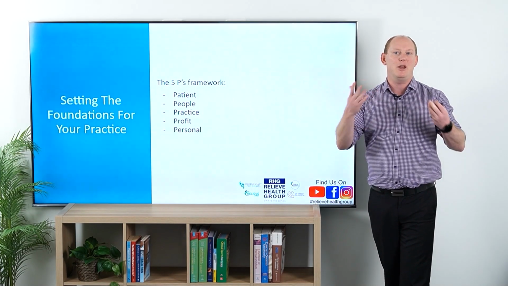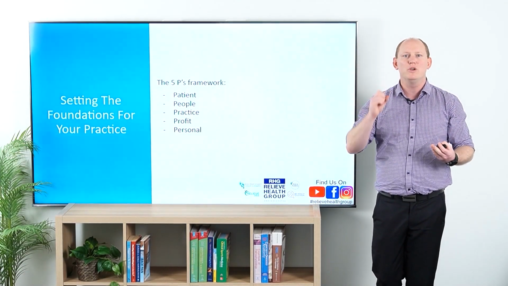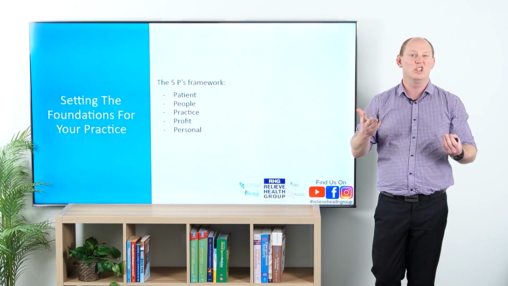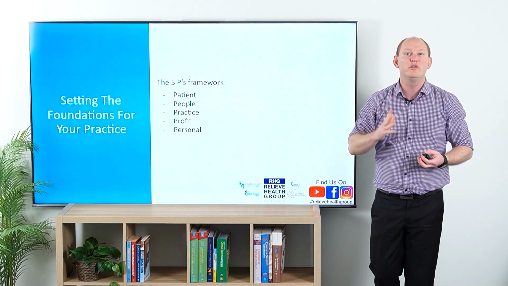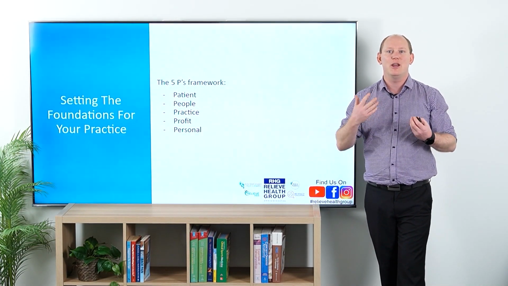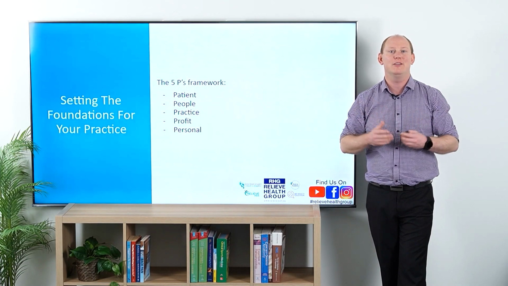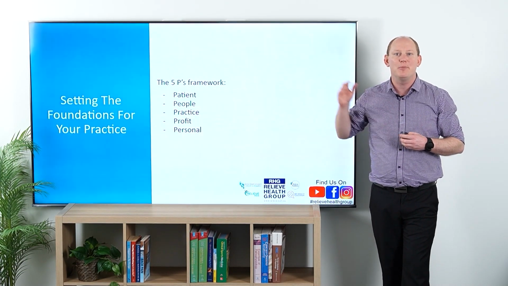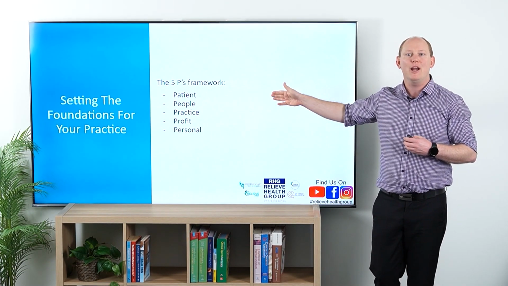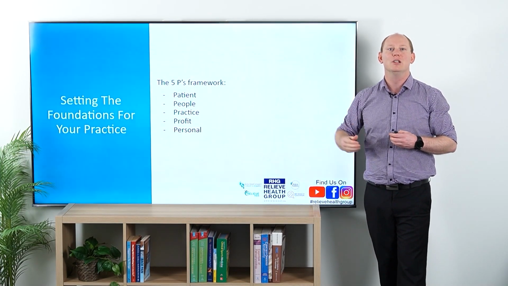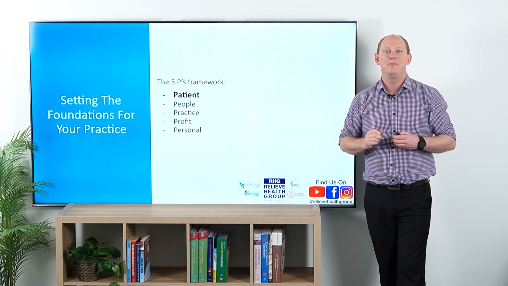Now, we have that basic understanding, but really let's start talking about what it looks like in practice. And a good framework that we use to make sure we're covering off the big stuff is the 5 Ps. Think about your patient, your people, your practice, profit, and personal. Let's go through each of these now.